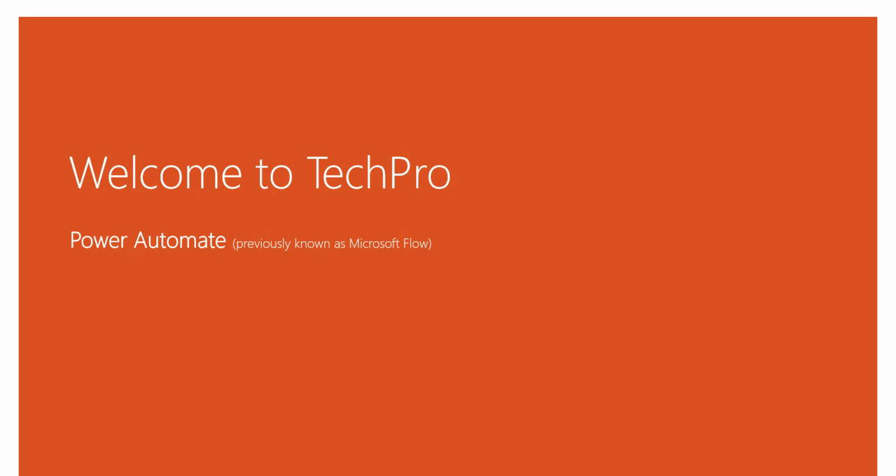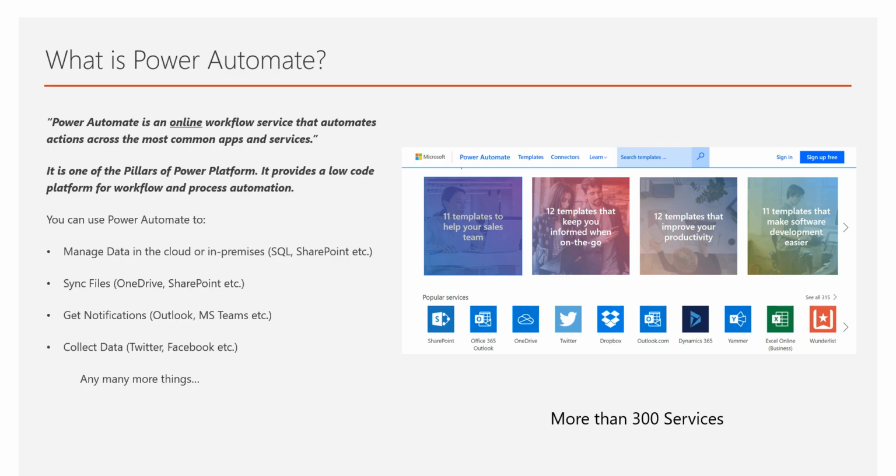This is Amish Srivastava. Today we are going to talk about Power Automate, previously known as Microsoft Flow. What is Power Automate? As per Microsoft, Power Automate is an online workflow service that automates actions across the most common applications and services. When I say applications and services, these could be SQL, SharePoint, OneDrive, Outlook or Twitter or Facebook, etc.